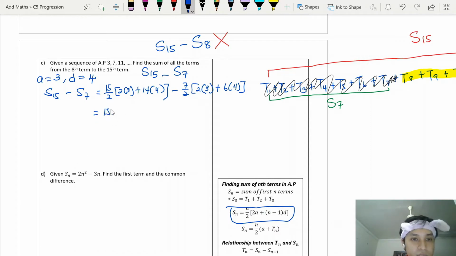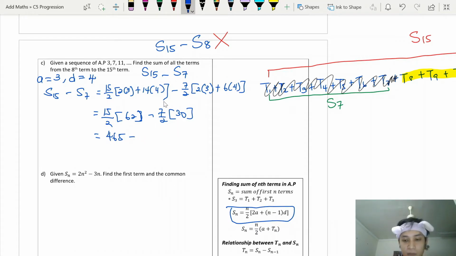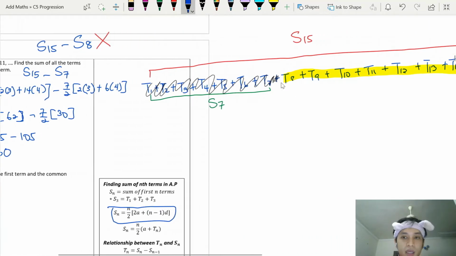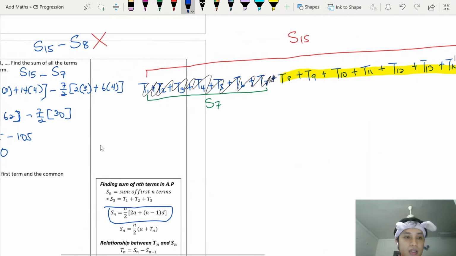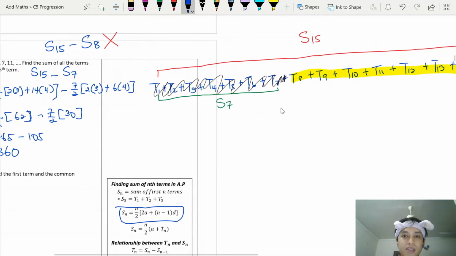Now we calculate this. The total sum here will be 6 plus 56, which is 62, minus, 6 plus 24, which is 30. So 15 over 2 times 62 is 15 times 31, which is 465. Minus 7 over 2 times 30, which is 105. So my sum here will be 360. So the sum from the 8th term until the 15th term is 360.